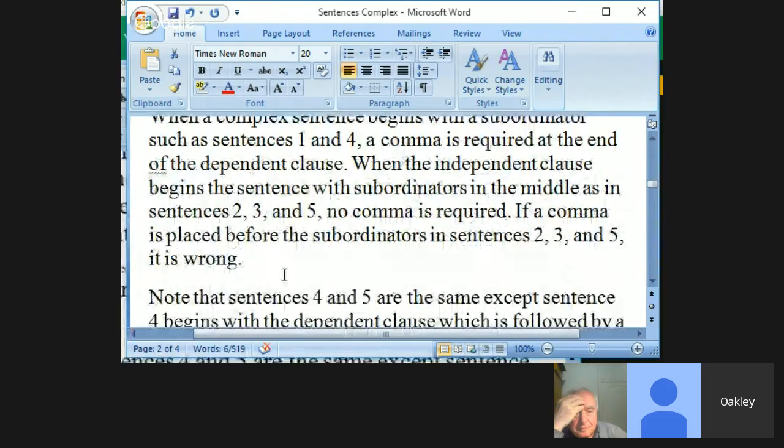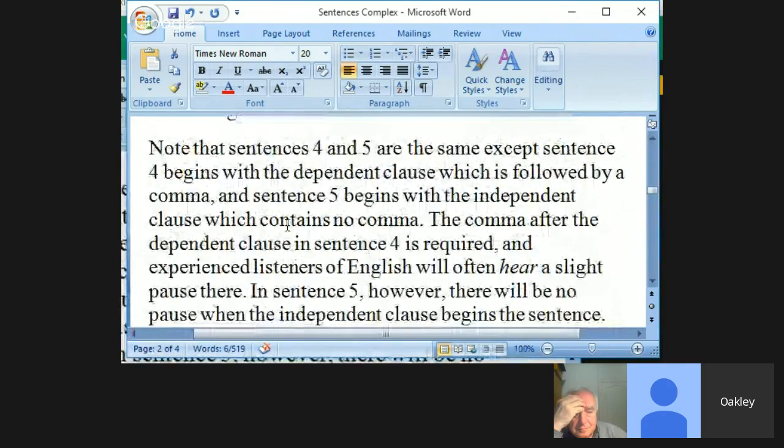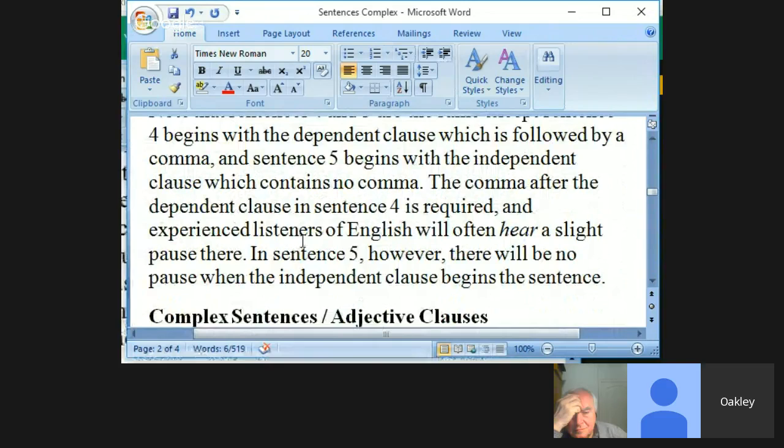All right, I already talked about the commas. Well, one last note here. Sentences 4 and 5, they just reversed the clauses. Here's a slightly important point. Experienced listeners of English will often hear a slight pause where you would naturally put a comma.